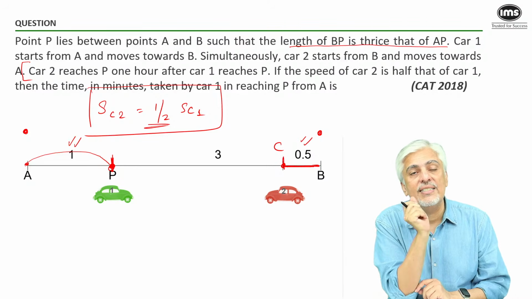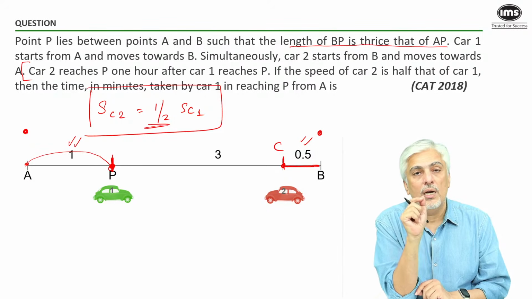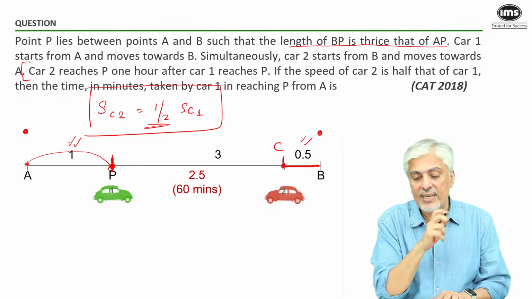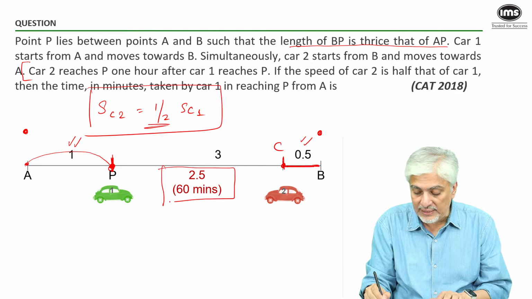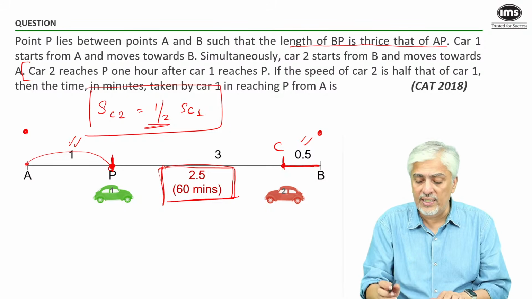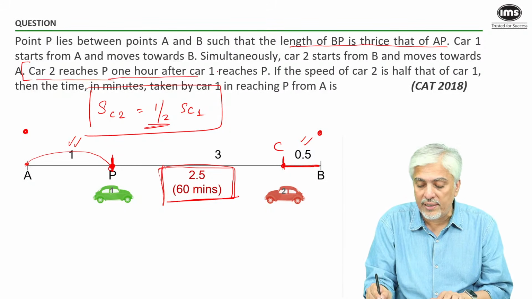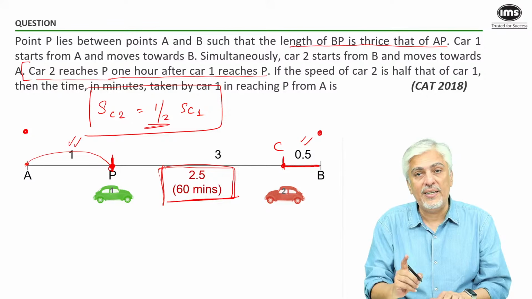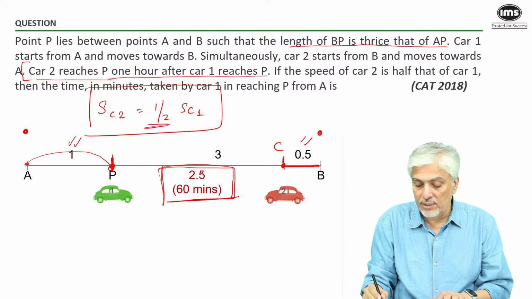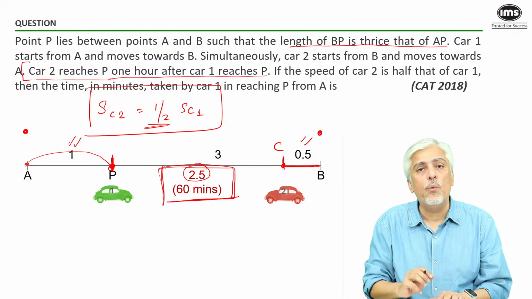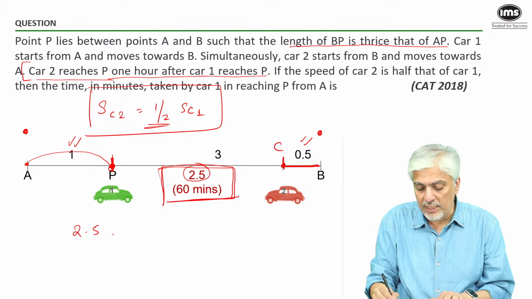So how much more distance is left for car 2? 3 minus 0.5, which will be 2.5. And this 2.5, they have told us it covers in 60 minutes, which is 1 hour. They told us in the question, right? Car 2 reaches P 1 hour after car 1 reaches P. So car 2 covers 2.5, whether it's kilometers or meters, units don't matter. It covers 2.5 distance in 60 minutes.